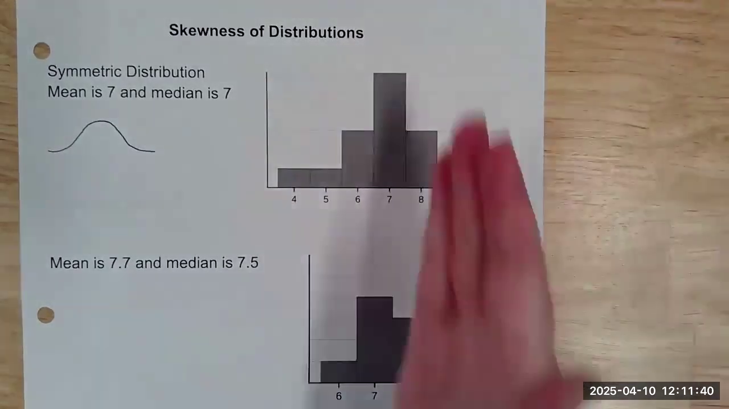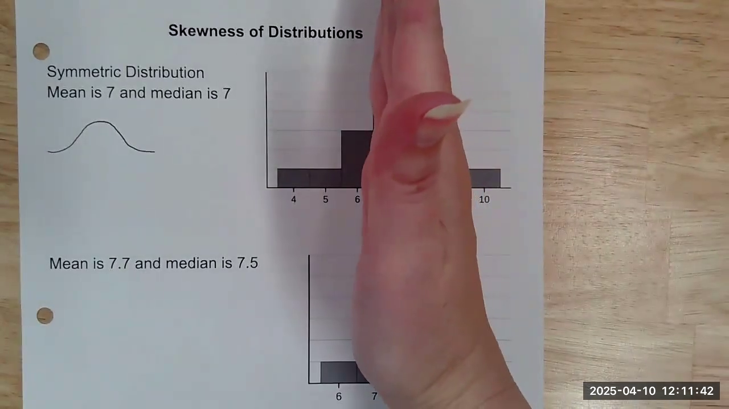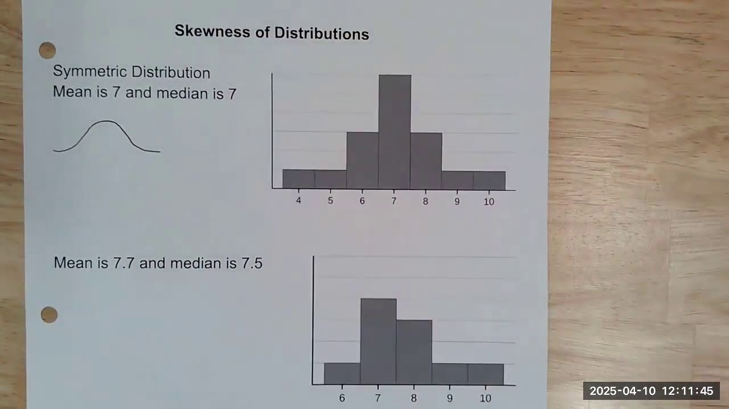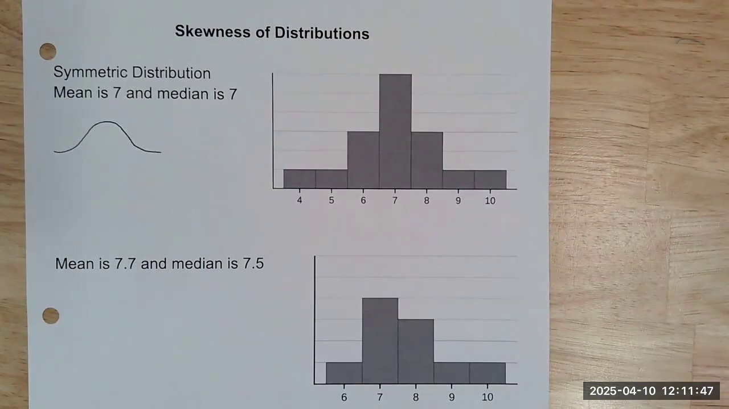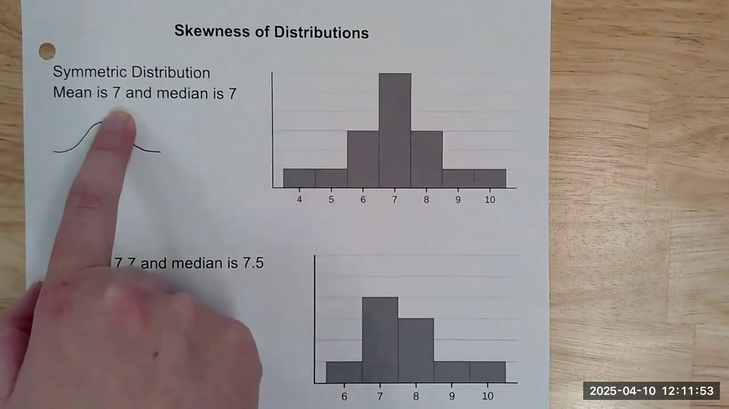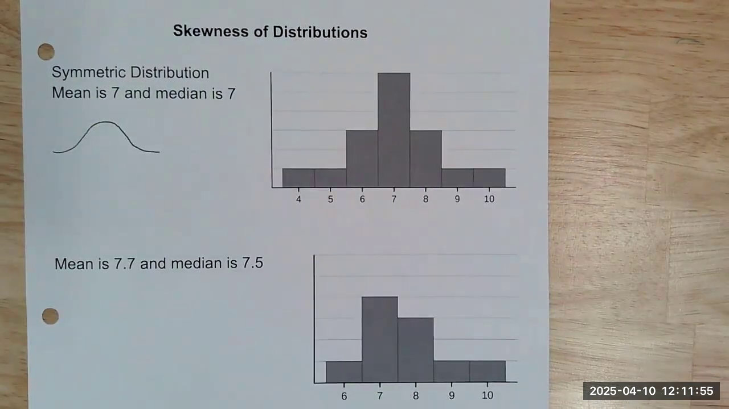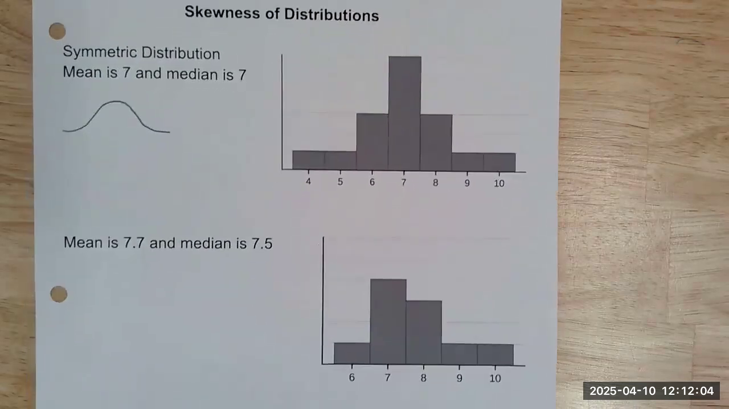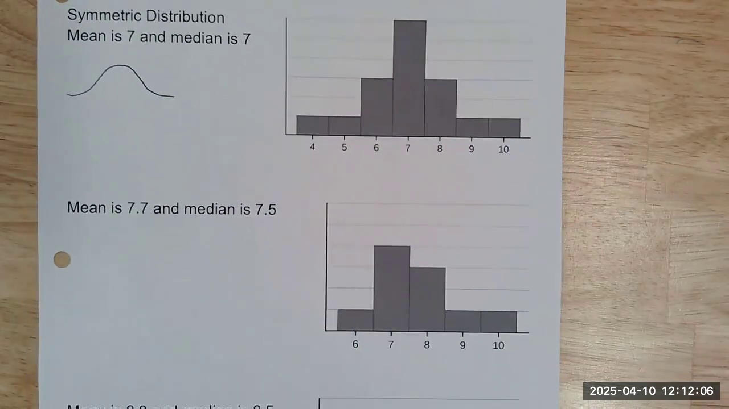We could cut it down the middle and say this side is equivalent to this side. When that happens, the mean and the median are exactly the same. You'll see how I have labeled on here, the mean is 7 and the median is also 7. When we have a symmetric distribution, they're the same number. But usually distributions are not perfectly symmetric. Normally, they have a little bit of skewness to them.